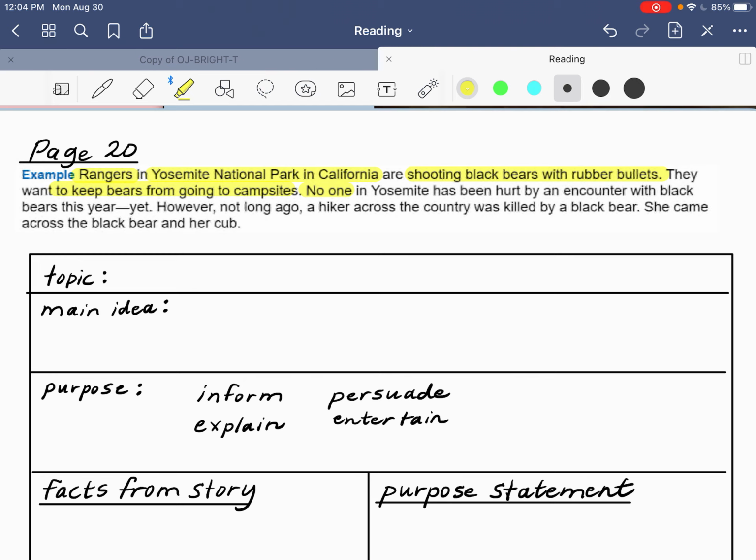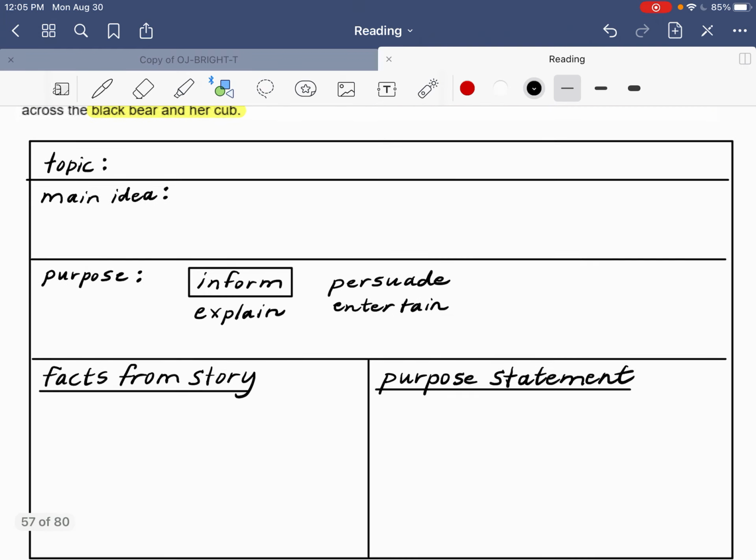No one in Yosemite has been hurt by an encounter with a black bear this year yet. However, not long ago, a hiker across the country was killed by a black bear. She came across the black bear and her cub. So this was a mama bear. Okay, the purpose of this passage is to inform. It is telling me about the situation. We'll come back to topic and main idea just a second.